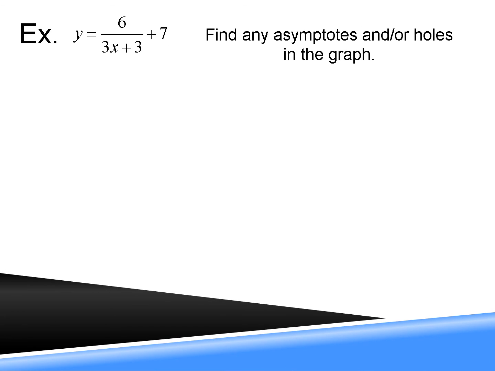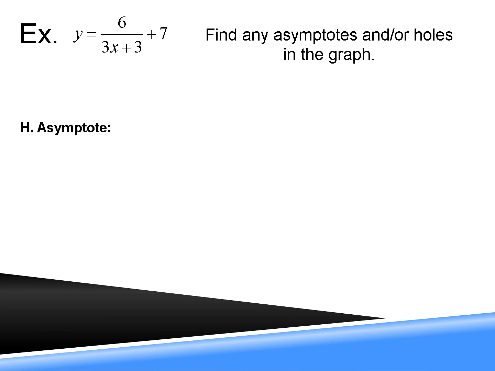In this example, y equals 6 over 3x plus 3, plus 7. They simply want us to find any asymptotes and or holes in the graph. So we don't have to graph it. We're basically just going to be doing steps 1, 2, and 3. So step 1 is the horizontal asymptote.